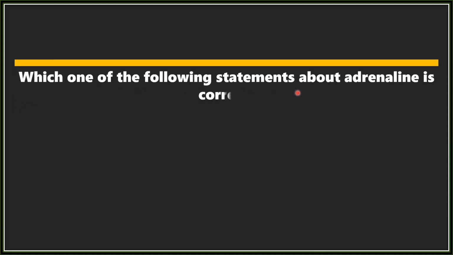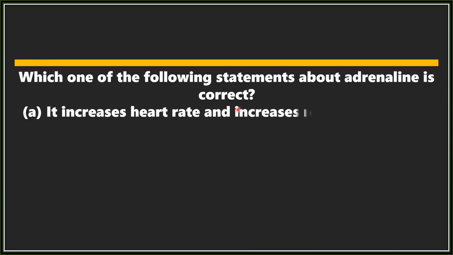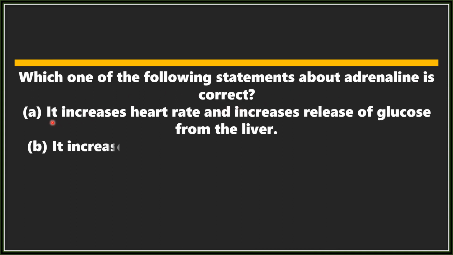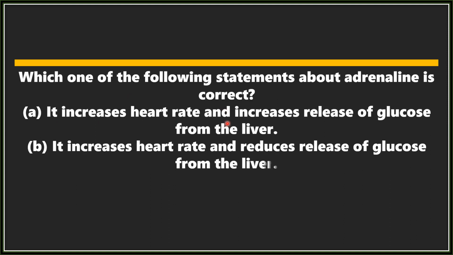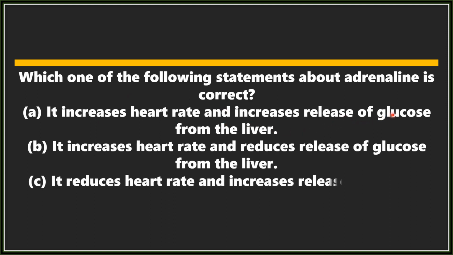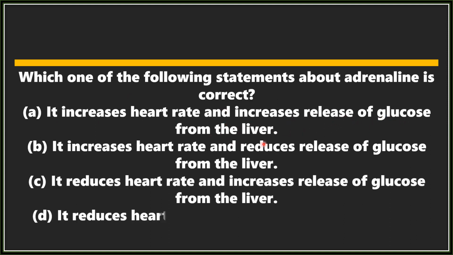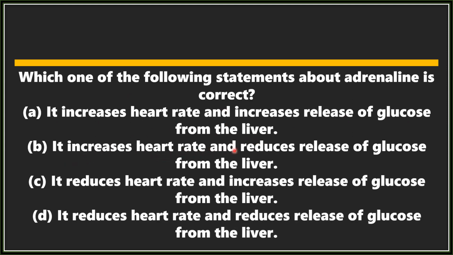Which one of the following statements about adrenaline is correct? A. It increases the heart rate and increases the release of glucose from the liver. B. It increases the heart rate and reduces the release of glucose from the liver. C. It reduces the heart rate and increases the release of glucose from the liver. D. It reduces the heart rate and reduces the release of glucose from the liver.